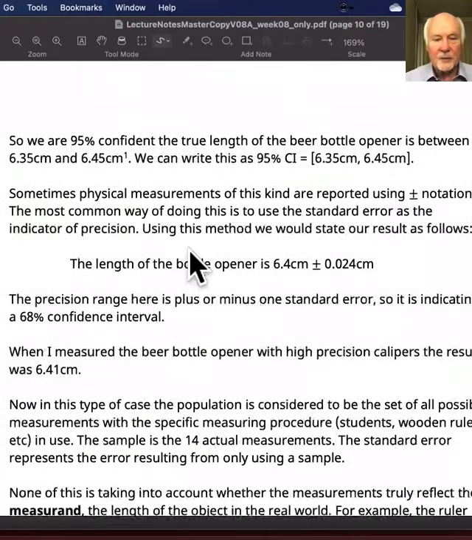And so we can say that we're 95% confident that the true length of the beer bottle opener is between 6.35 and 6.45 centimeters, and we commonly write that by putting those numbers in square brackets with a comma between them. That's a typical way we write a confidence interval. Now, the measurement that I had, using a device that was supposedly accurate to about 1/4 of a millimeter or something, was 6.41 centimeters. So that's well and truly in the confidence interval.